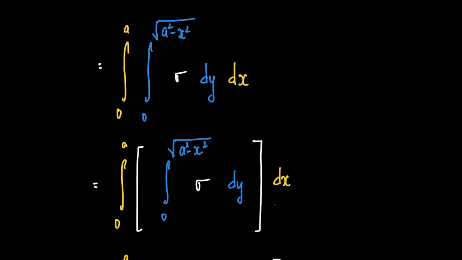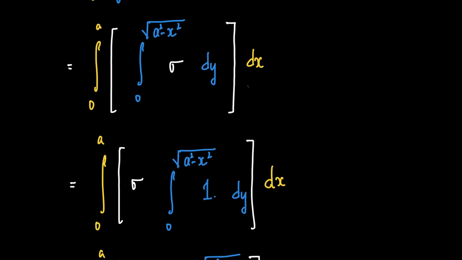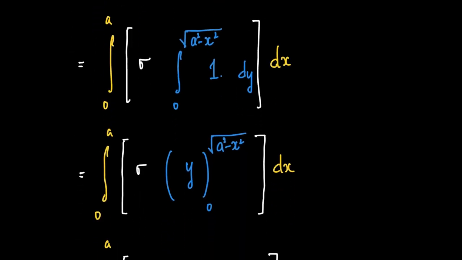I add another bracket here. Why this bracket? It is just to make sure that you understand that I'm first operating only within this bracket, which means I'm operating only along dy. And when I operate along dy, I see that sigma is a constant because y is the variable. So I can take sigma out of the integrand. So what we have is sigma times integral 0 to root of a square minus x square 1 dy. What is the integral of 1 dy?